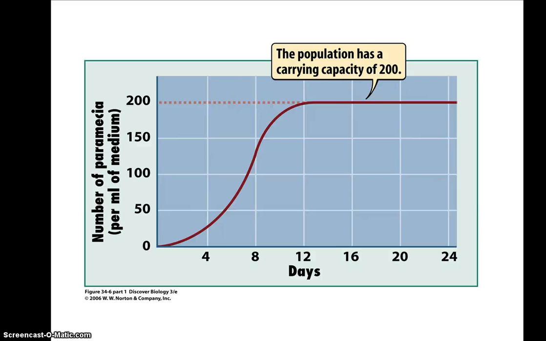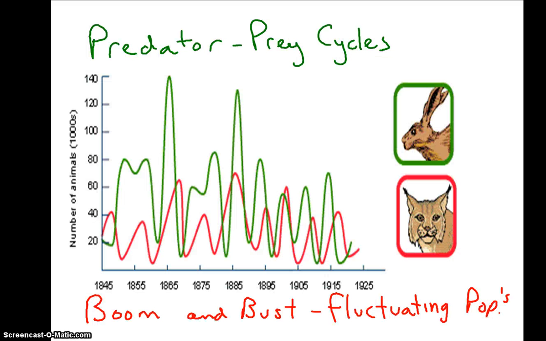And here's another one that actually has the carrying capacity written in, just to give you an idea. So this is days, so this is probably paramecium. So this is per milliliter of medium. So you can see by the time we reach just about 12 days, it's reached its maximum population. There's 200 individuals, and it really doesn't change from that point out. So it's reached its carrying capacity.